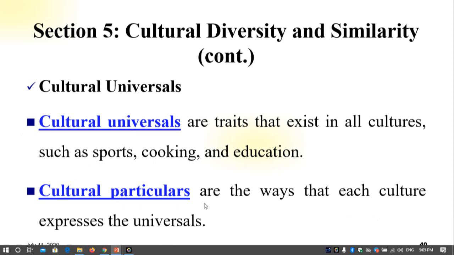Cultural particulars are the ways that each culture expresses the universal. I say they are related because cultural particulars are all the actions from the cultural universals, for example sports, cooking and education. They are the ways that each culture expresses the universal.